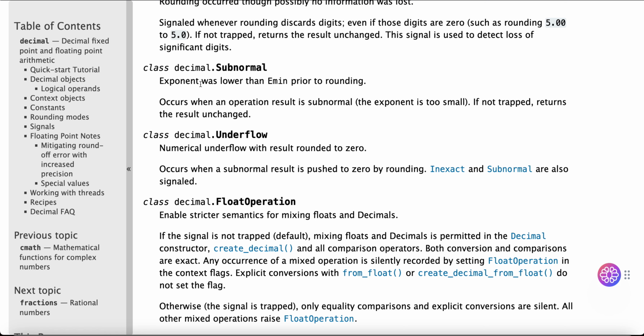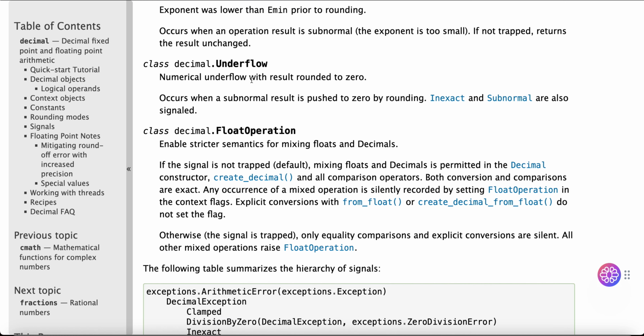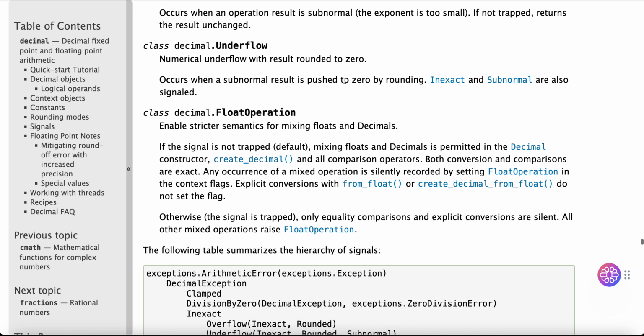decimal.Subnormal: exponent was lower than Emin prior to rounding. Occurs when an operation result is subnormal, the exponent is too small. If not trapped, returns the result unchanged. decimal.Underflow: numerical underflow with result rounded to 0. Occurs when a subnormal result is pushed to 0 by rounding.